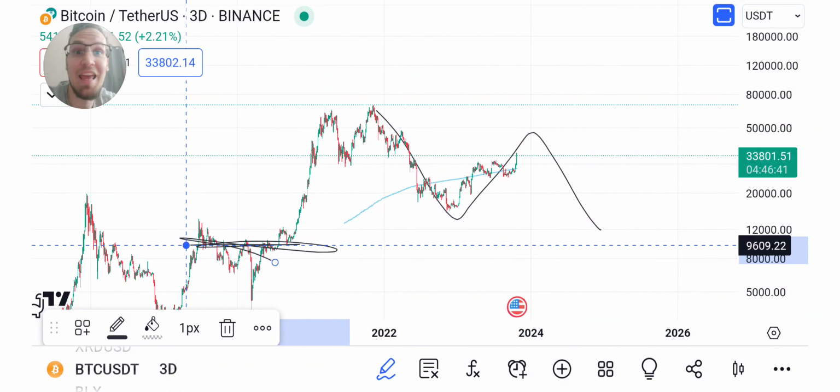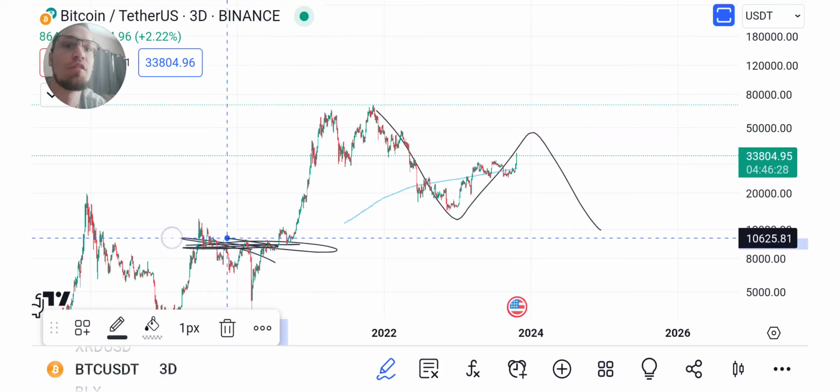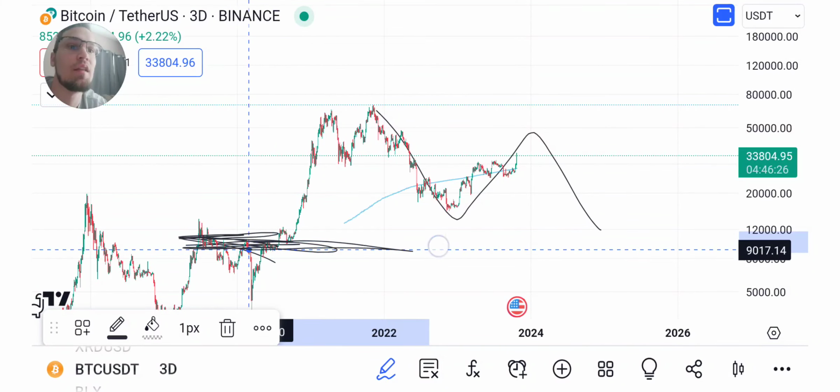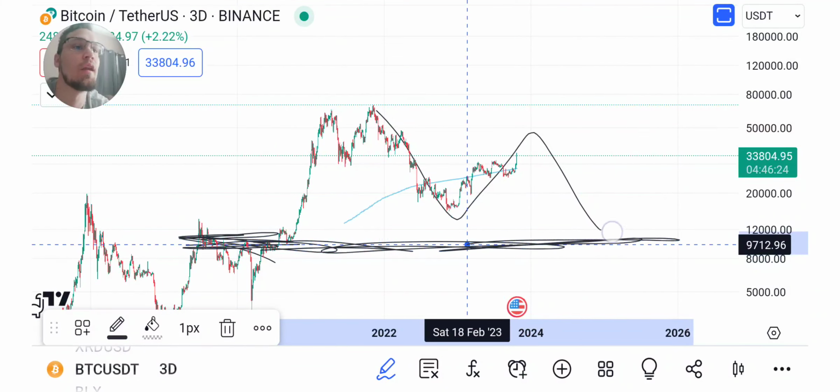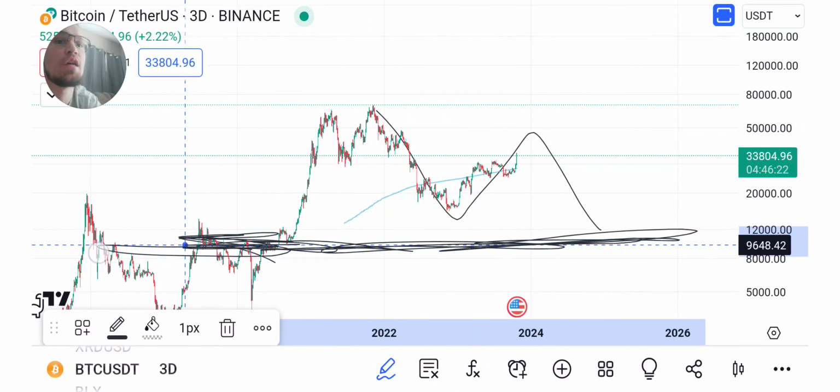Remember, everybody's like 10K, 14K, 12K, 9K, 10K, 12K. Never came. And never came. So that doesn't mean it's not going to come, right? It's just going to be at a later date if it does, right? So here's the 14K top. And this is the big support right here. This is the major support.